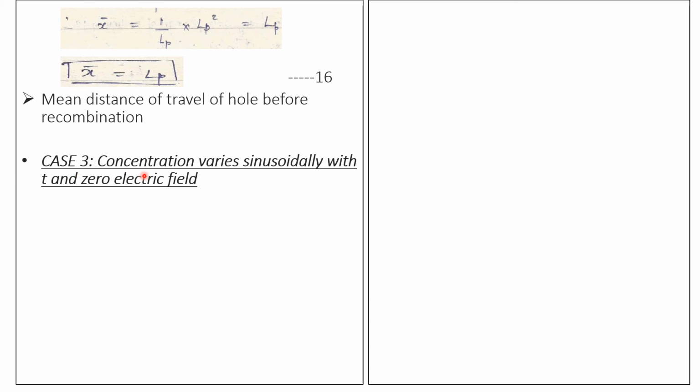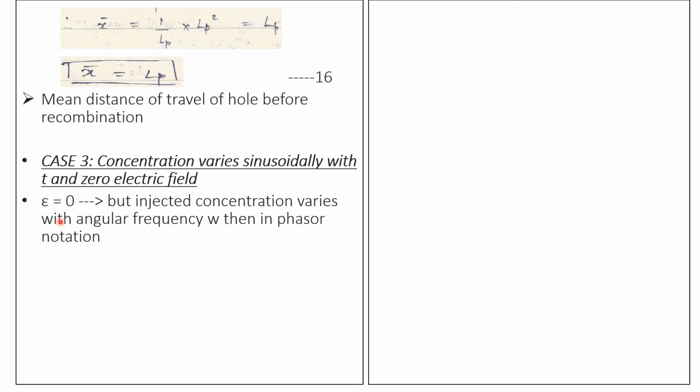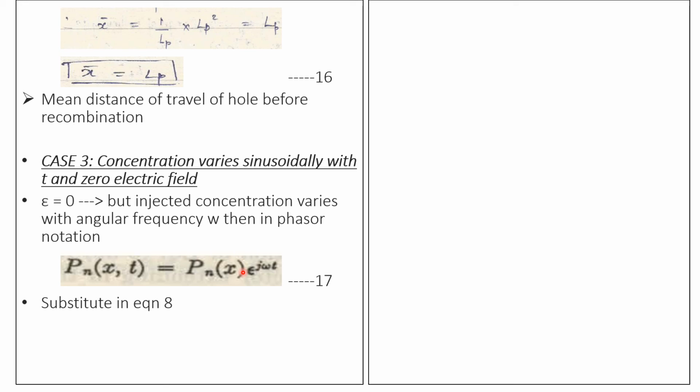Then the third case is concentration varies sinusoidally with t and with 0 electric field. E is 0, but the injected concentration is varying with angular frequency omega. Then we will have to write down in phasor notation, Pn of x,t will be written here. One part depends upon x, the other part depends upon time. So Pn of x into e raised to j omega t. Equation 17. Substituting this in equation 8, the continuity equation.